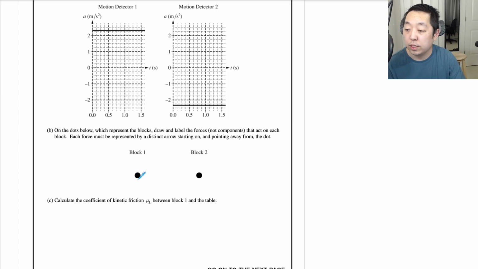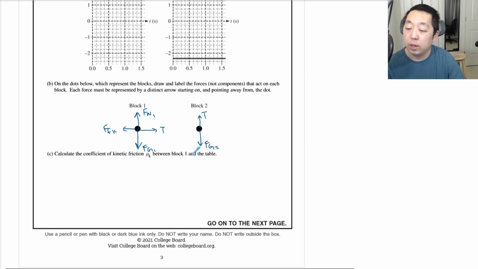Okay, so we already did this. Here we have force of gravity on block 1. We have the normal force on block 1. We have a tension going to the right. And then we have kinetic friction now, because now that they're sliding. We have here tension pulling up, and then force of gravity on 2 on the bottom. Now, so that's it. Calculate the coefficient of kinetic friction between block 1 and the table.